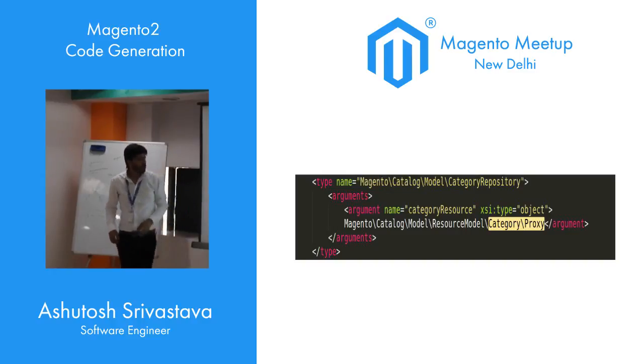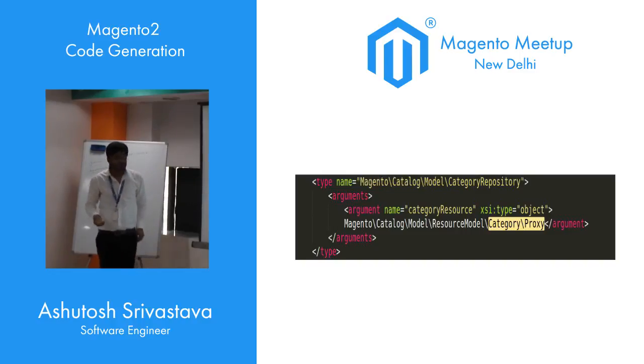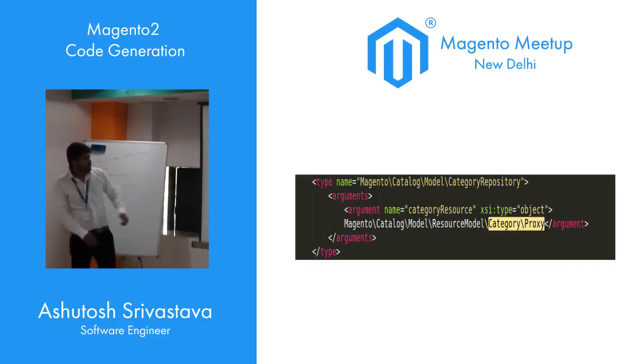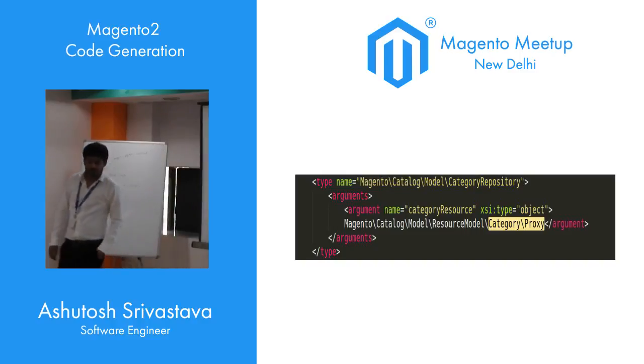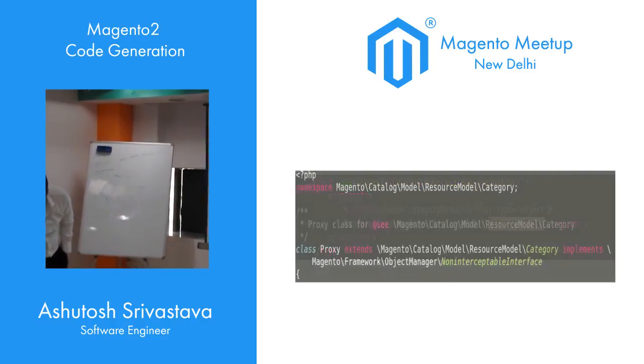And when the Magento 2 object manager finds this entry and sees that a proxy is called, it will create that proxy class inside the var generation folder. That proxy class will extend this class and implement all the methods. Okay, so let's see how it looks in the proxy class.